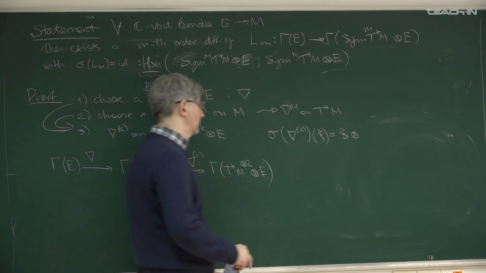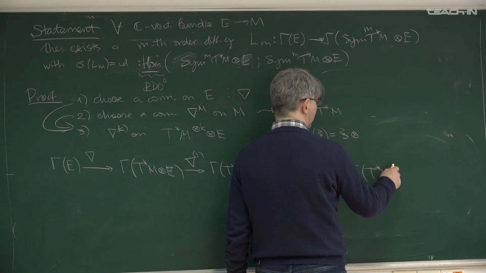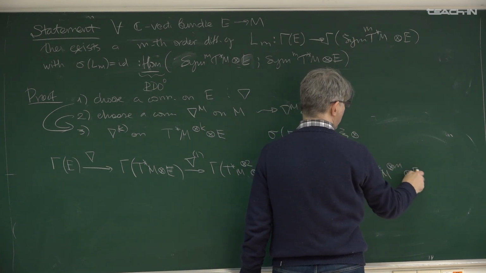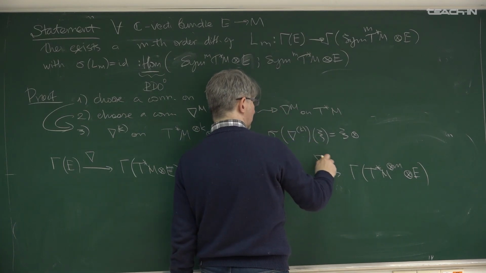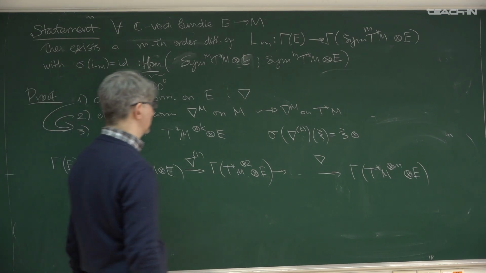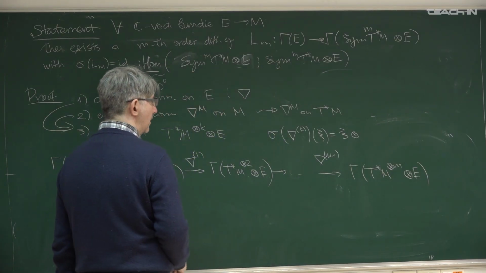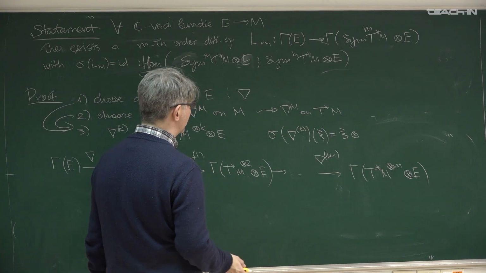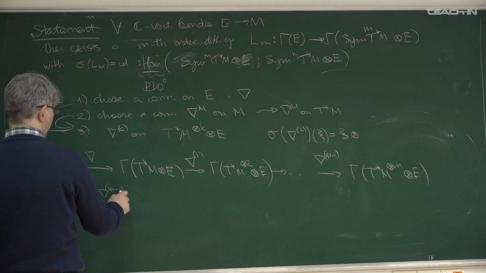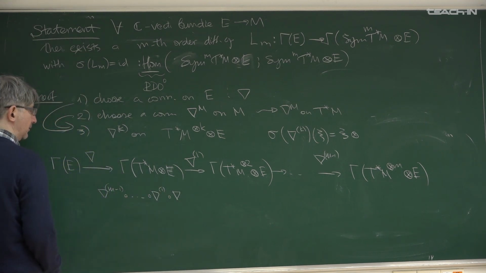And we can do it many times until we arrive to the sections of T star M tensor product of M, E. Tell me please, what is the last covariant derivative? M minus 1, correct. Oh, very good. So what? So we take a composition. We have a composition. And what is its symbol?